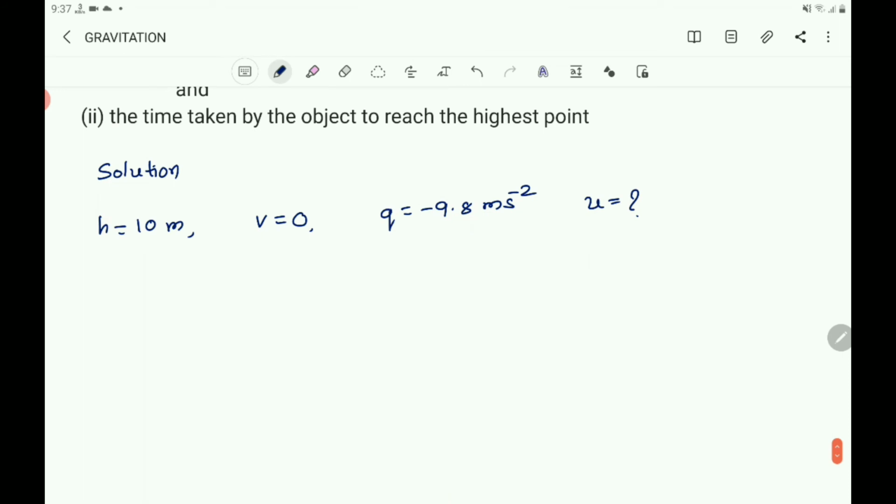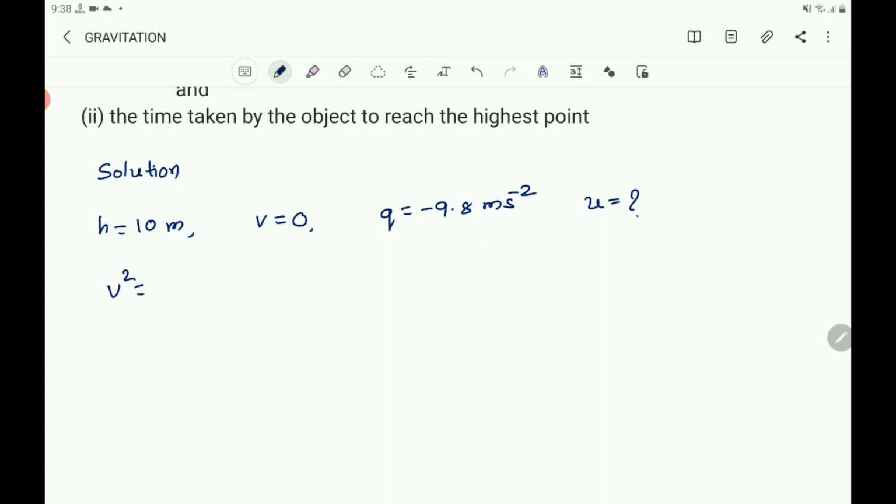Next you write the formula here. H is given, so you can use two formulas for H. One is h equals ut plus half gt square, and the other one is v square equals u square plus 2ah. You write that formula because here the time is not given. By using the given data we have to find the required.